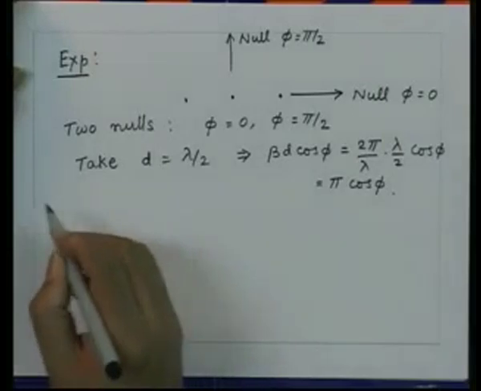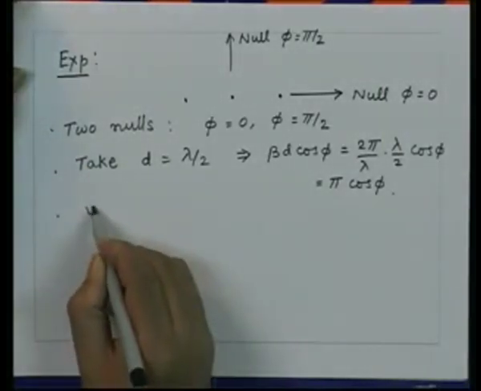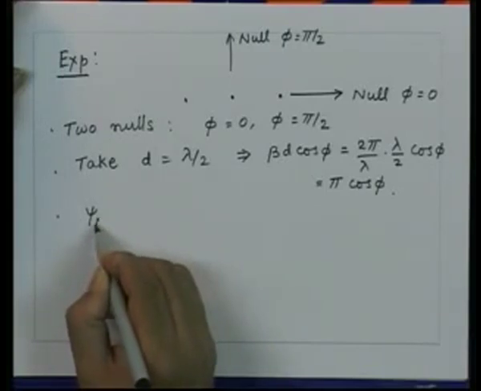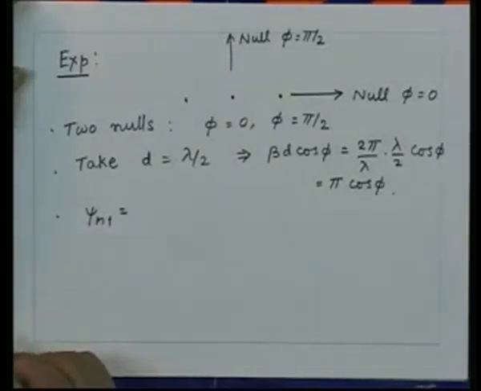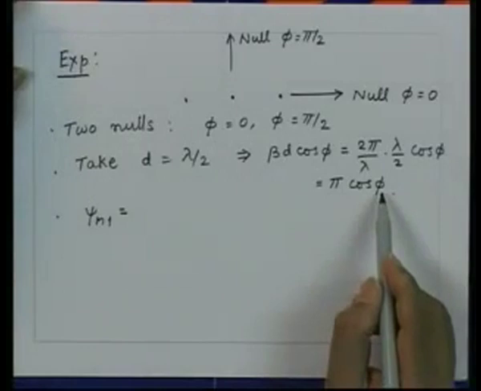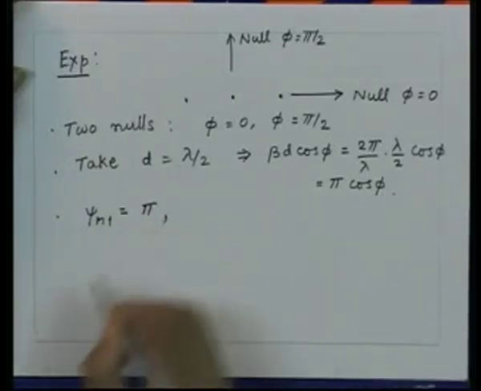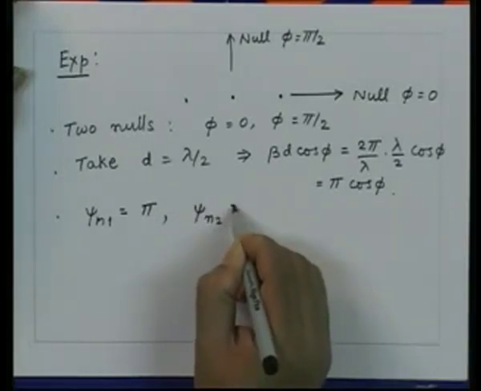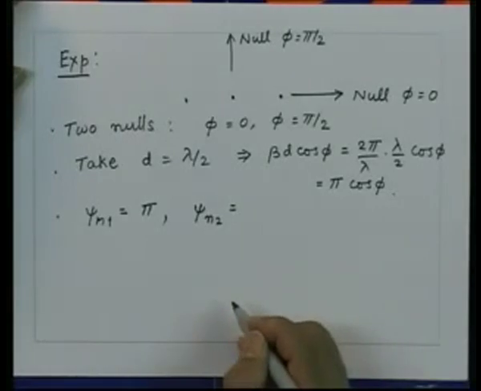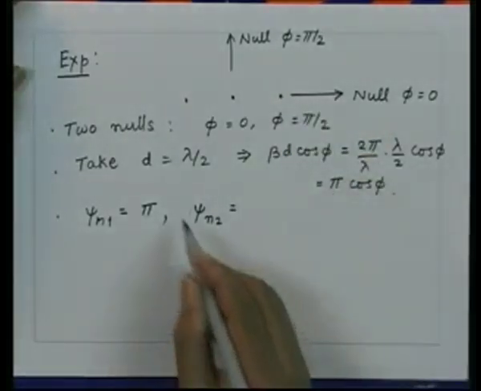So, we get here psi n1, that is equal to, when I put phi equal to 0, you will get psi n1 which is equal to pi, and you will get psi n2 that is equal to, when phi is equal to pi by 2, this is 0. So, this quantity will be 0.